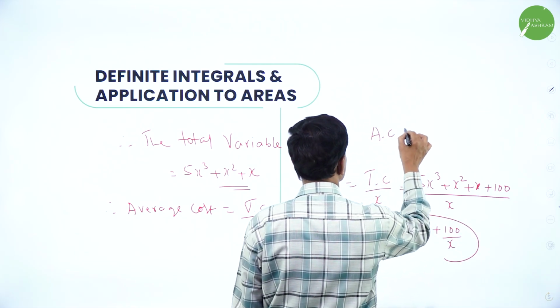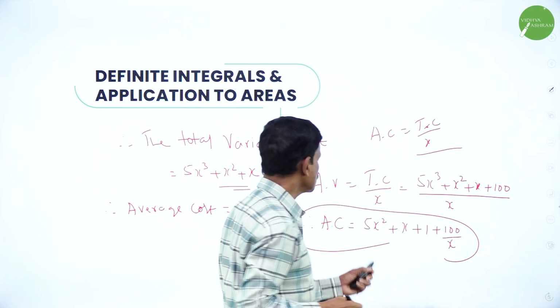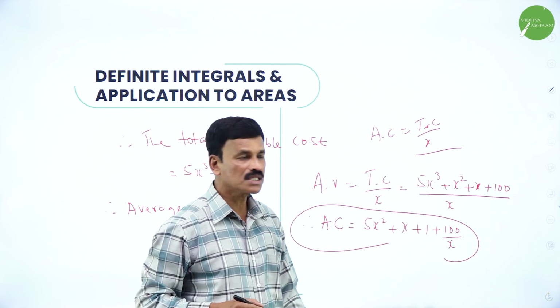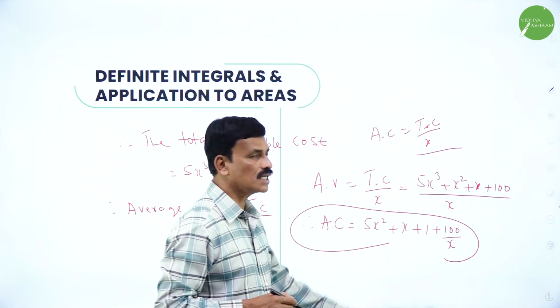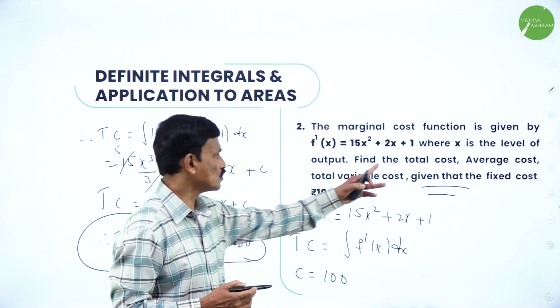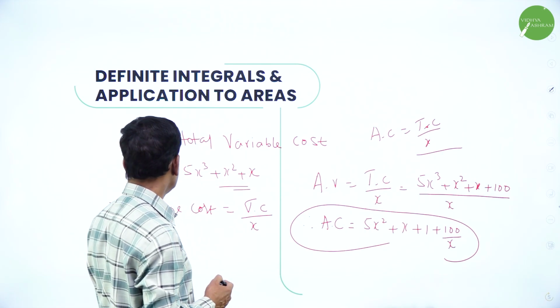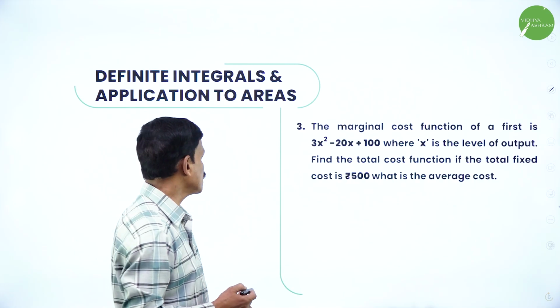So the average cost is equal to total cost divided by x. So that is nothing but 5x cube plus x square plus x plus 100 divided by x, which will give 5x square plus x plus 1 plus 100 divided by x. That's it. This is how we are going to find the total cost, average cost, as well as variable cost, total variable cost. Now move on to the next problem.